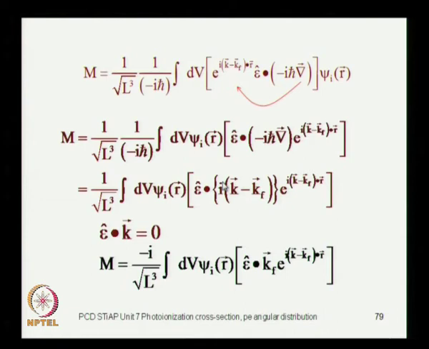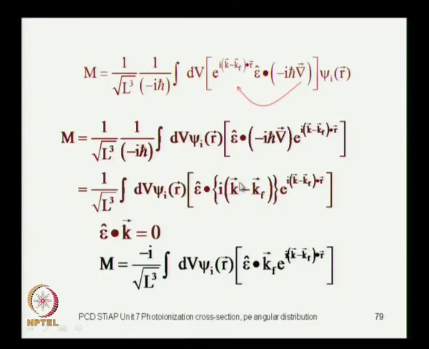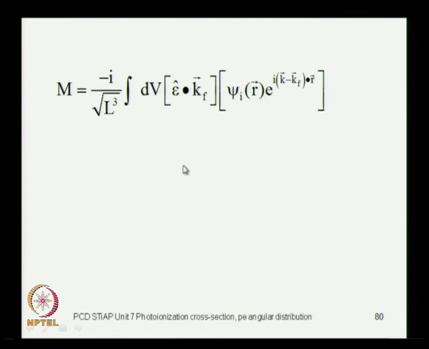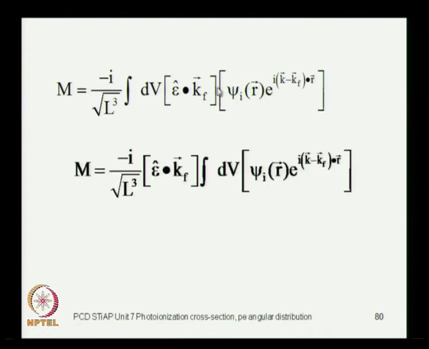k is the direction of propagation of the incident electromagnetic radiation. Epsilon is the polarization, which is orthogonal to that. So, epsilon dot k is 0, and now instead of k minus k_f, you only have epsilon dot k_f. There is a minus sign which I have written over here. So, this is your expression for the matrix element. Now, this is epsilon dot k_f.